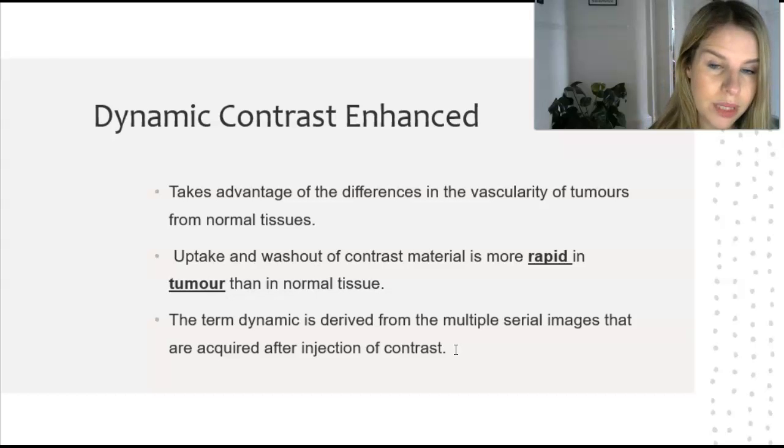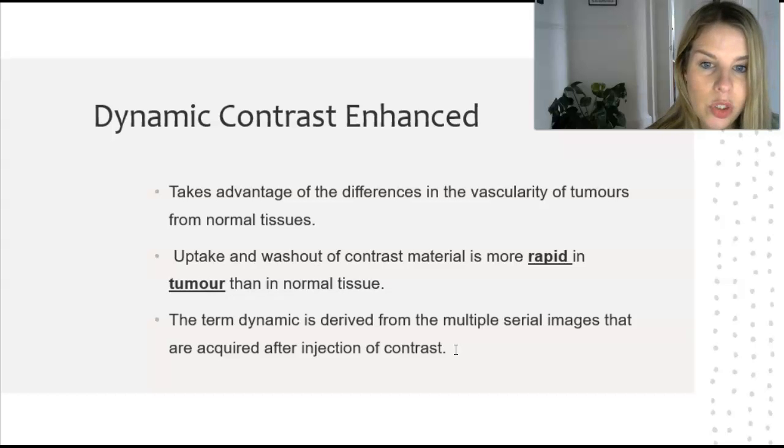So we're looking at the uptake, meaning the absorption of the contrast in the tumour, and then the washout, meaning when it passes through. That's what we're looking at, because in tumours that are malignant, the uptake and the washout is much more rapid, so much quicker than it would be in a normal tissue.